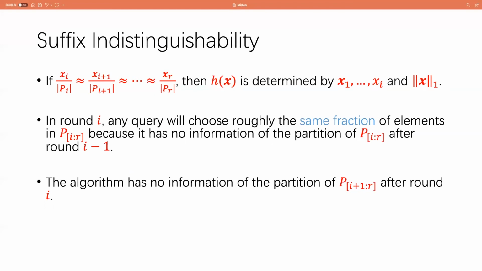Then, in round i, the algorithm will learn no information of the partition of π_{i-1} to P_r. And thus, as a result, we need at least r-1 rounds to figure out P_r. And this concludes the definition of suffix indistinguishability. As long as the function h has this property, then any algorithm will need at least r-1 rounds to figure out P_r.